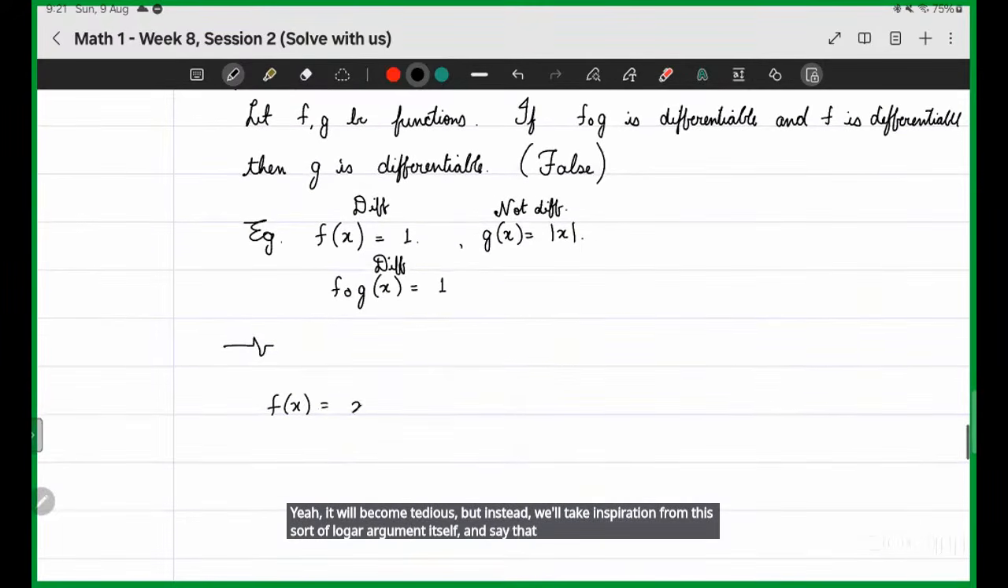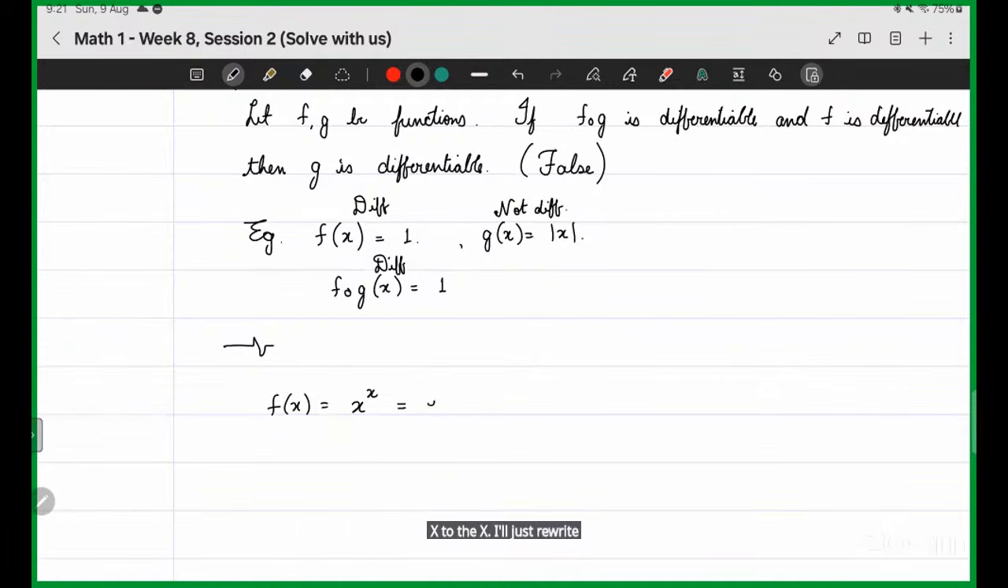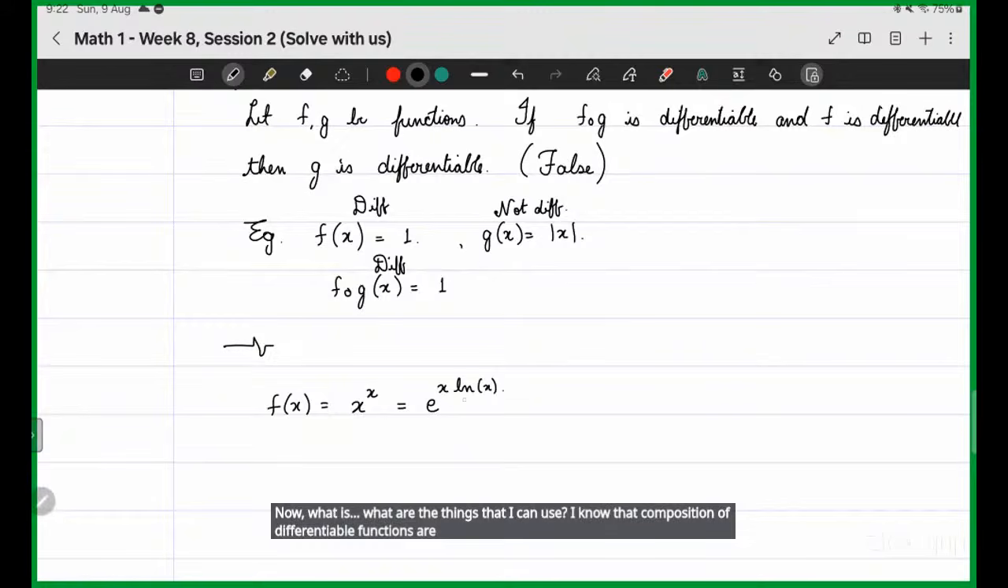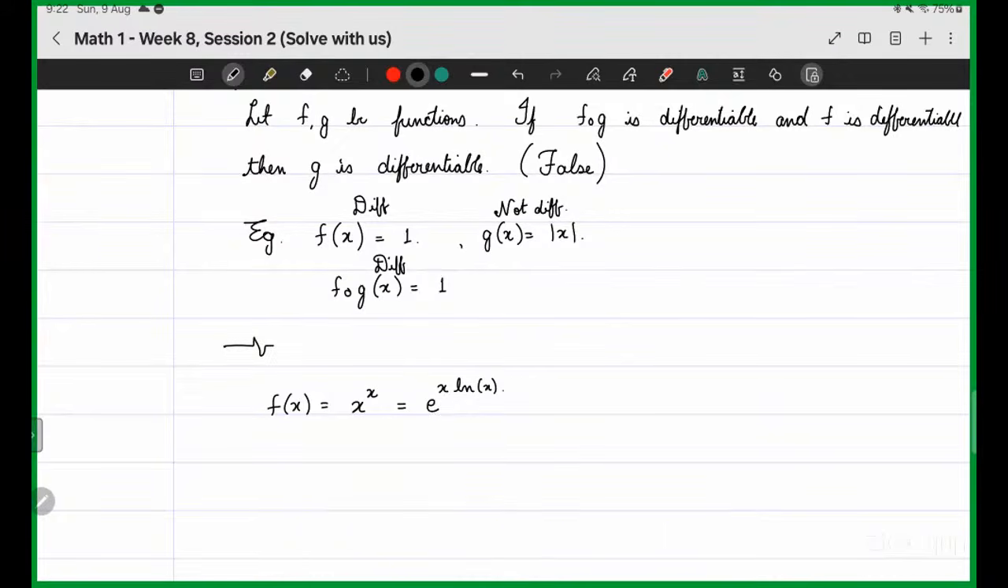Say that f of x is x to the x. I'll just rewrite this as e to the x log x. Can I do this? Yes. Now, what are the things that I can use? I know that composition of differentiable functions are differentiable. Log x is differentiable, x is differentiable. So x log x is differentiable. So e to the x log x is differentiable. So f is differentiable.